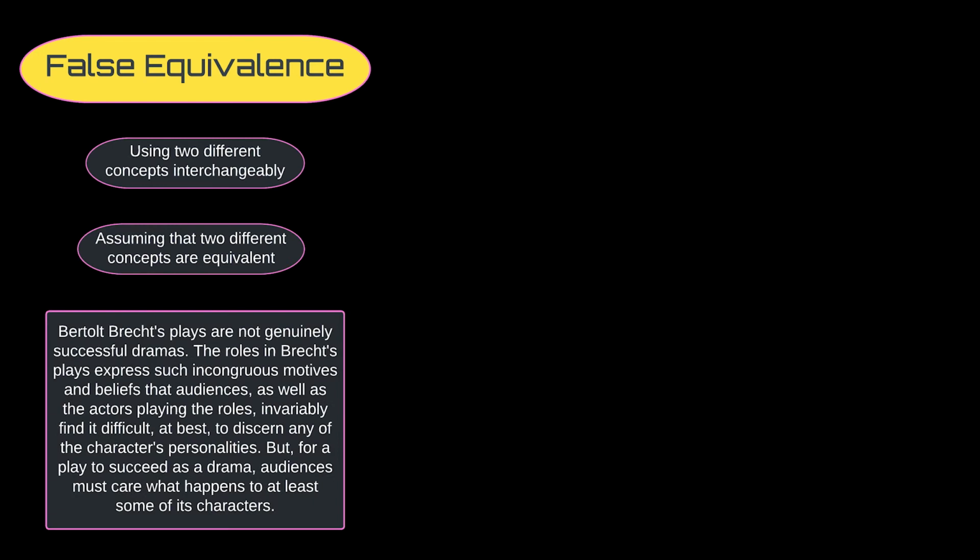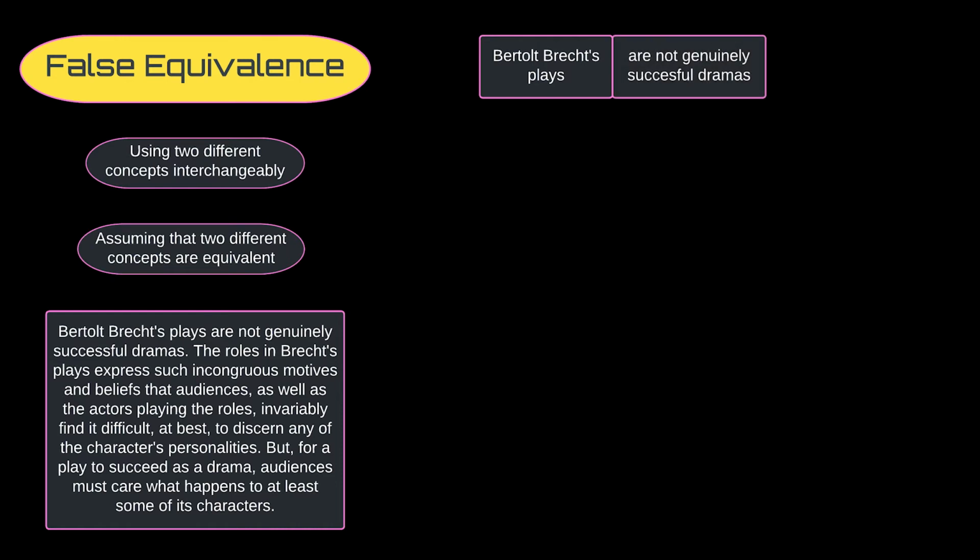Here's another argument with a false equivalence. The argument's conclusion is the first sentence. Bertolt Brecht's plays are not genuinely successful dramas. The minor premise is the second sentence, which provides information about the plays.